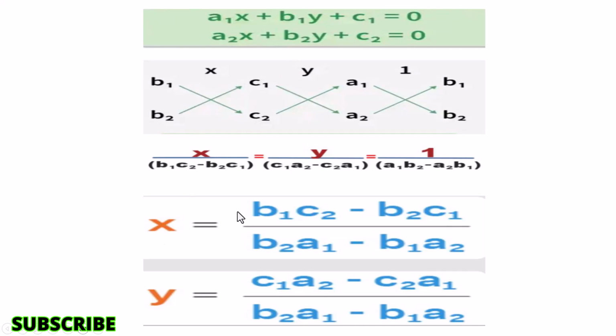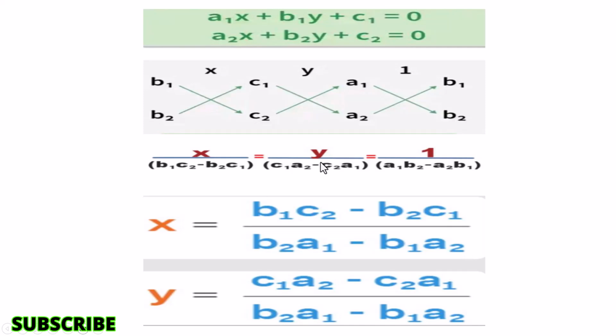Here, x upon b1 c2 minus b2 c1 is equal to y upon c1 a2 minus c2 a1 is equal to 1 upon a1 b2 minus a2 b1. For x, take the first term and the last term and cross multiply: x is equal to (b1 c2 minus b2 c1) by (b2 a1 minus b1 a2).